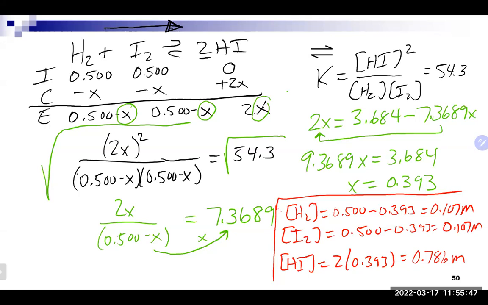Any questions on that? Again, we could check ourselves by putting those numbers back in, and you get something like 53.9-ish or 54-ish, which is pretty close.